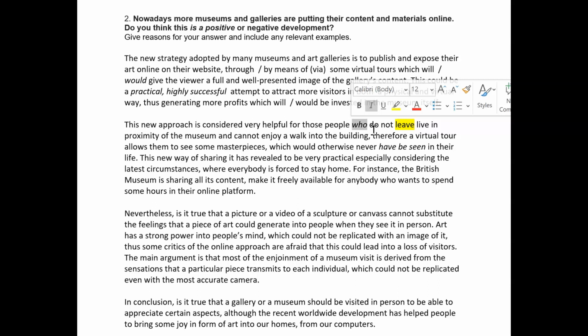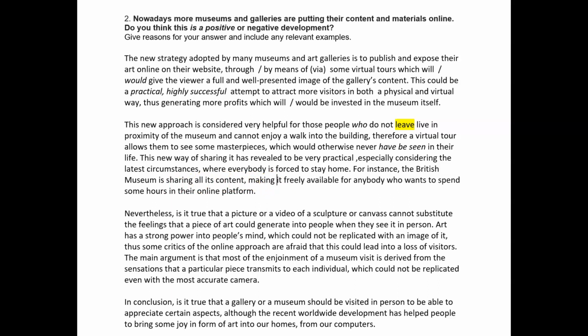They're the subject, not the object of your clause. Which, lovely, more relative clauses, complex sentences. In this new way of sharing, it's been revealed, this new way of sharing has been revealed to be very practical, especially considering the latest circumstances where everyone is forced to stay at home. Absolutely. For example, the British Museum is sharing all its content, making it freely available for anyone who wants to spend some hours on their online platform.